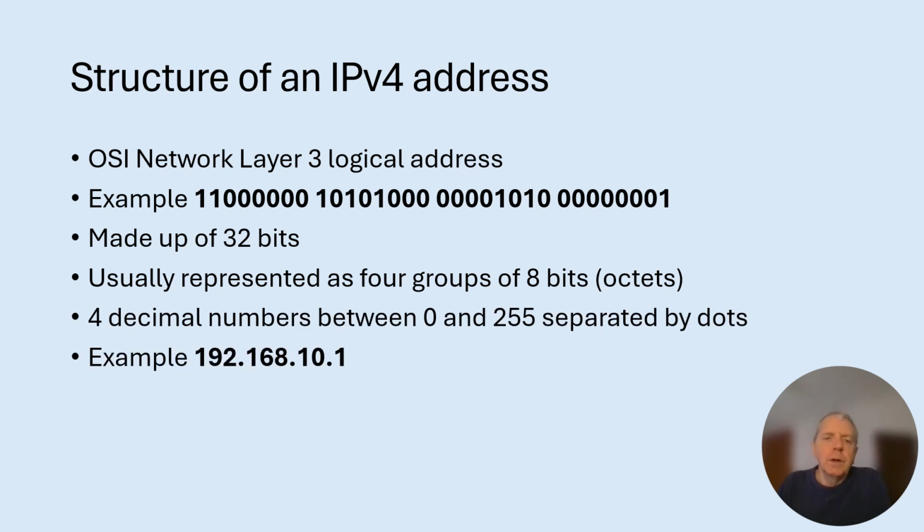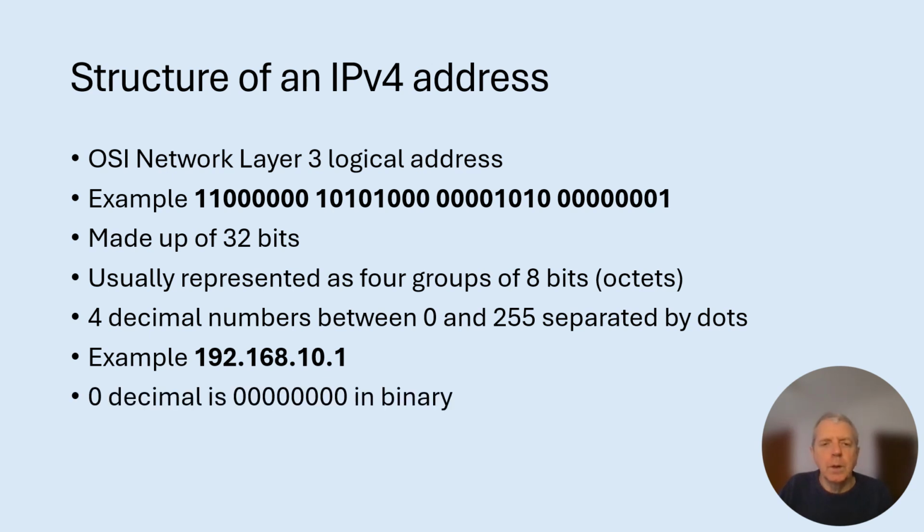An example here is 192.168.10.1, and we can see that 8 zeros in binary represents a decimal 0. 8 ones in binary represents 255. So all of the numbers in the octet will vary in a range between 0 and 255. We'll talk about that in more detail in a minute.